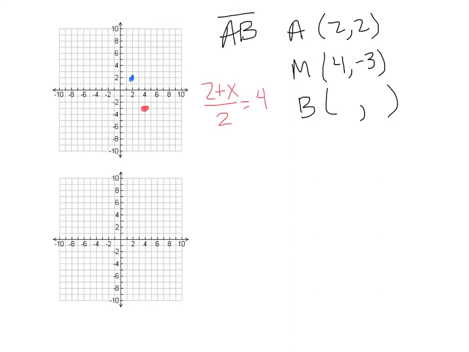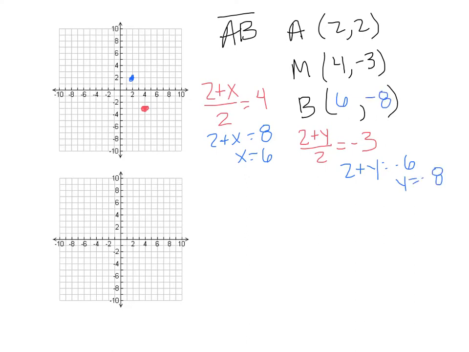So we can go ahead and use algebra to solve this. So this is going to get us 2 plus x equals 8, and that gets us x equals 6. So we know that the endpoint is 6. Now we can do the same thing with the y's. We have one y, we know that one y is 2, plus the other y divided by 2 is going to get us the y coordinate of the midpoint, which is negative 3. So we're going to use some algebra. We'll end up with 2 plus y equals negative 6. So we get y equals negative 8.